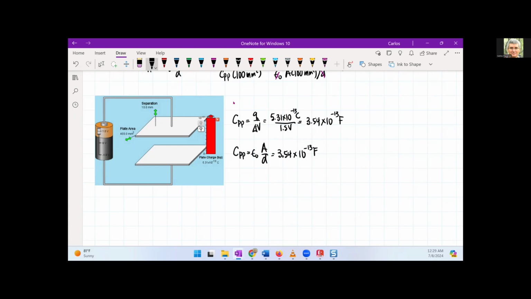So again, if I look at the ratio of the capacitance of the 400 millimeters squared to the capacitance of the 100 millimeters squared, I get a value of 3.54 times 10 to the minus 13 farads, over the one from the other situation, which is 10 to the minus 13 farads as well, and that gives me 4.